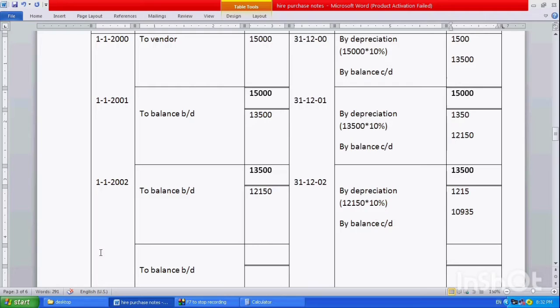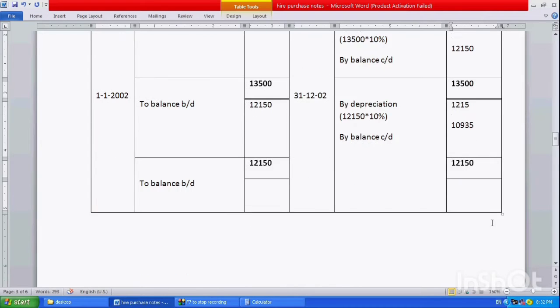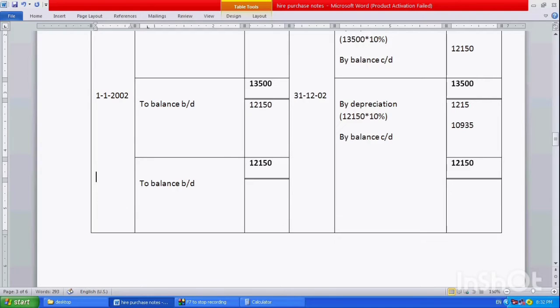Okay, balance carried on. Now go for the fourth year. 2000, 2001 second, 2002 third year, 2003 fourth year. Okay, so enter and tally the ledger balances, 12,150 and 12,150. The ledger balance should always be equal. Now let's go for 31st December, 1st January 2003.